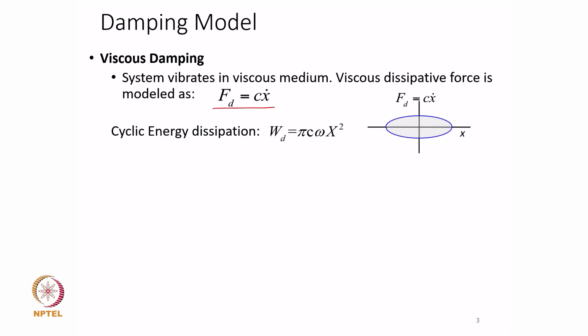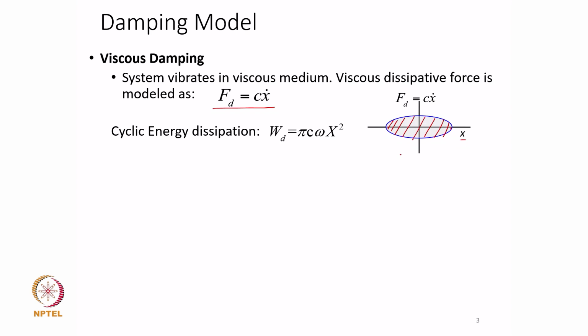So, in case of viscous damping, as we plot the dissipating force versus the displacement, cyclically as the vibratory system oscillates, it dissipates an energy which is given by the area within this graph of the dissipating force versus displacement, right. So, for a pure viscous damping case, the path traced by the dissipating force against displacement is given by this area, and if we find this area, we get the cyclic energy dissipation, right. So, how is this expression arrived at?